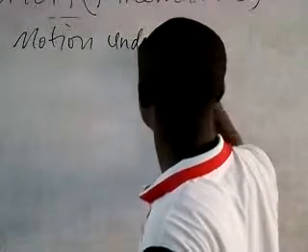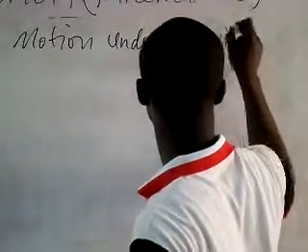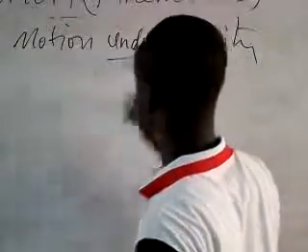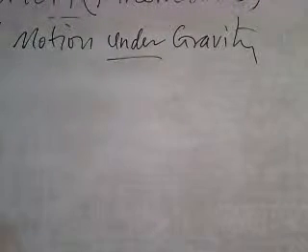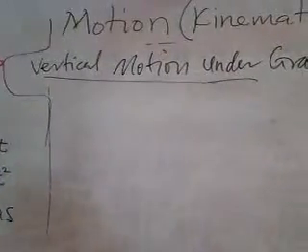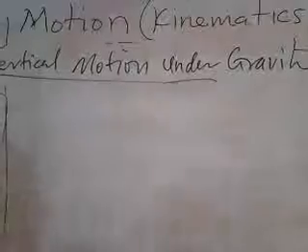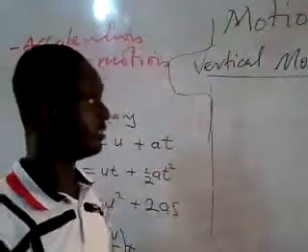Motion under gravity. That is vertical motion under gravity. Let me bring vertical motion here. Vertical motion under gravity. Okay, so here, under motion under gravity, we have upward motion, we have downward motion.